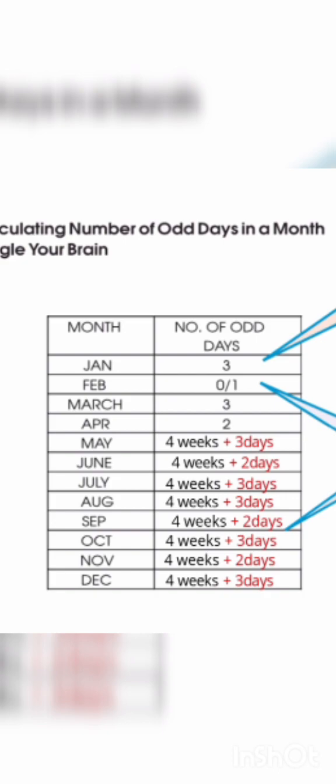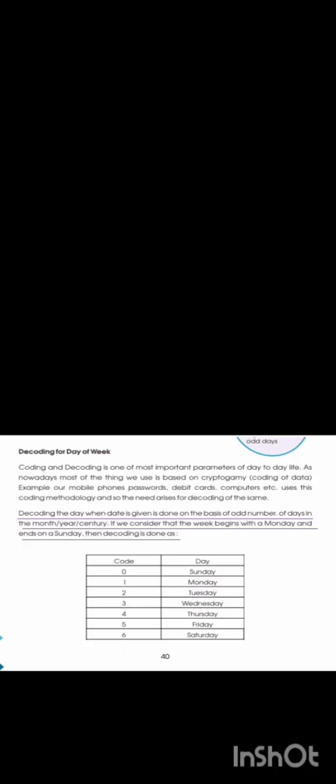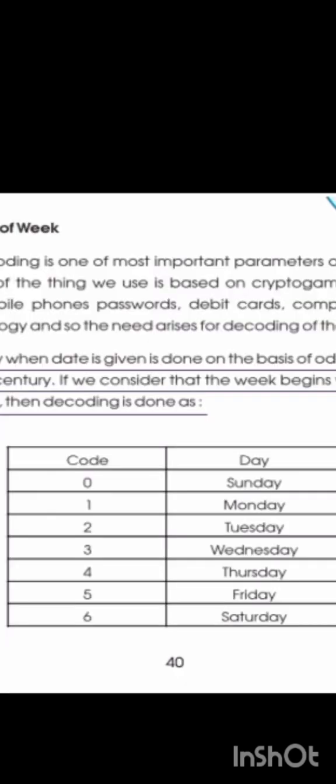And so on, it continues. Now let's understand decoding for the day of a week. Decoding the day is done on the basis of the odd days in the month, year or century. If we consider that a week begins with Monday and ends on Sunday, then the decoding is done as follows: for 0 odd days the day would be Sunday, 1 odd day would be Monday, 2 odd days would be Tuesday, 3 would be Wednesday, 4 Thursday, 5 Friday, and 6 Saturday.